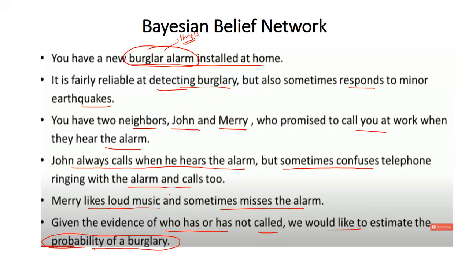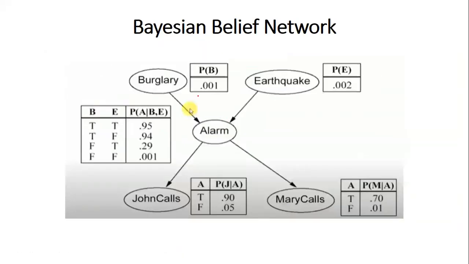Now this can be achieved by using a Bayesian belief network. So whatever our problem, we represent our problem as a Bayesian network. Let us assume that the probability of burglary, the chance, is an unconditional probability. The chance of occurrence of burglary does not depend on anything. The probability of burglary is 0.001.